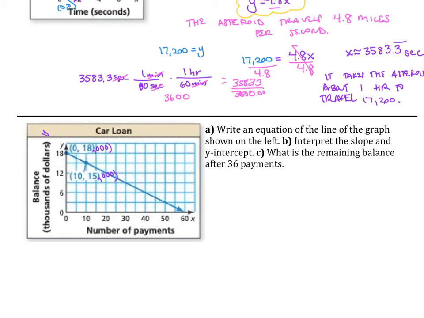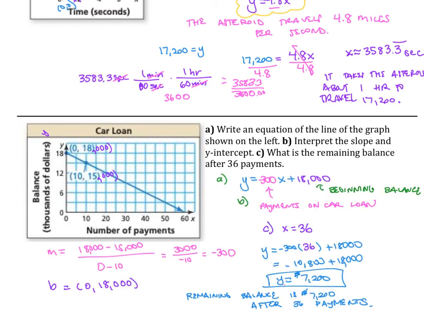Now the number of payments is just in normal numbers, right? It doesn't say hundreds or anything else. It's just the number that it says. So that is just 10. The only thing that changes is the Y to help you out. So try this. Use the slope formula to try and find the slope. Write your equation of the line, do the interpretation, and find the remaining balance after 36 payments.